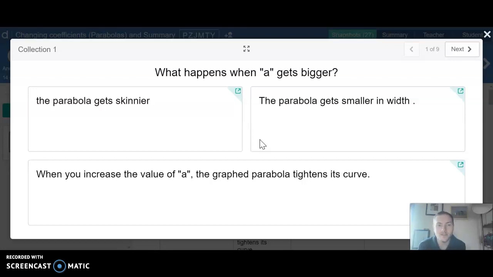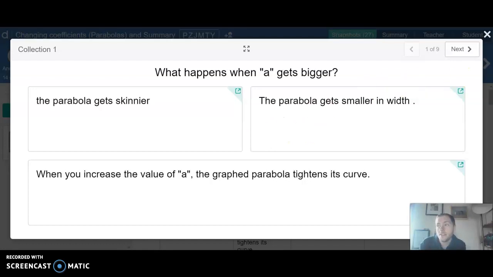So the first thing we looked at was in standard form. We looked at what happens when A gets bigger. And you guys all pretty much told me that when A gets bigger, it gets skinnier or smaller in width, or it tightens the curve, depending on however you want to think of it. But all of those are right. It goes from this guy to that skinny guy there.